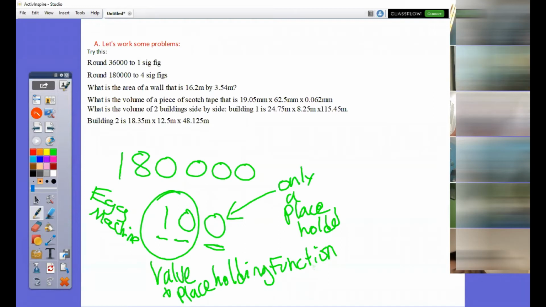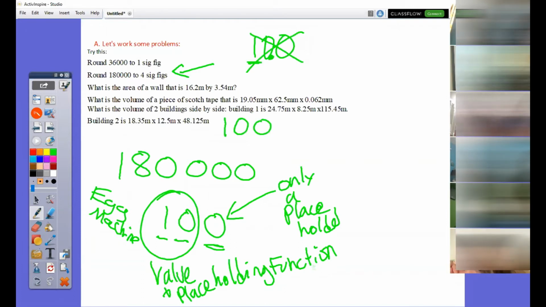How in the world do you write the number 100 so that you can communicate to somebody that that zero has significance, whereas that zero doesn't? That's the point of problem 2. That's the point of this problem, to illustrate that. So let me show you. Watch this, guys.